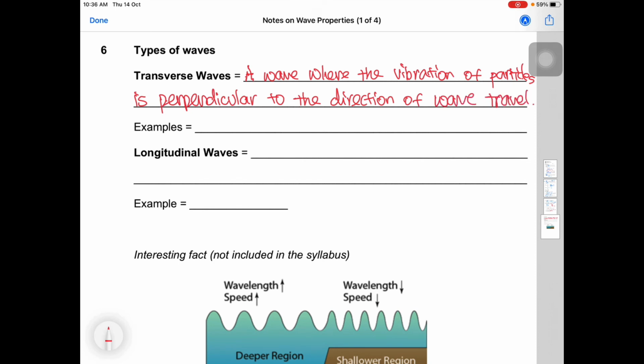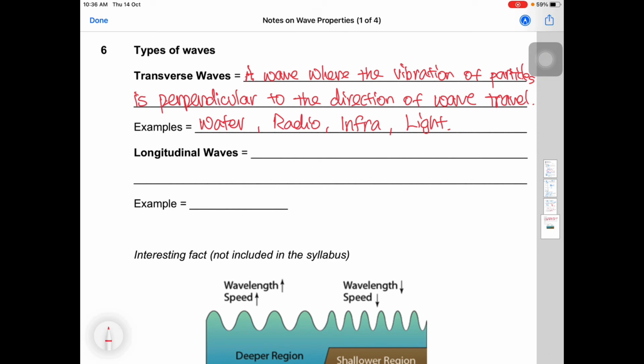Some examples of transverse waves: you have water waves, and all the parts of the EM spectrum are transverse waves. So you can talk about radio waves, infrared waves, light waves. All of these are transverse waves.